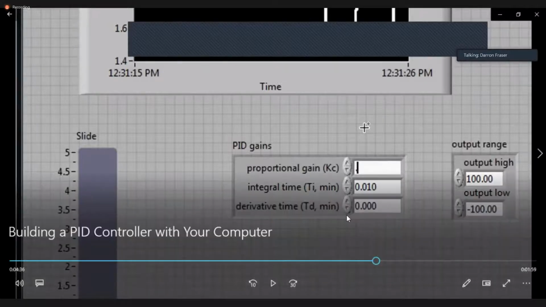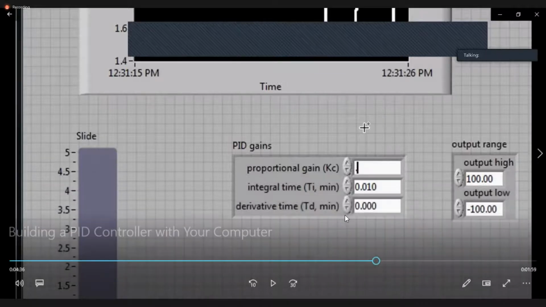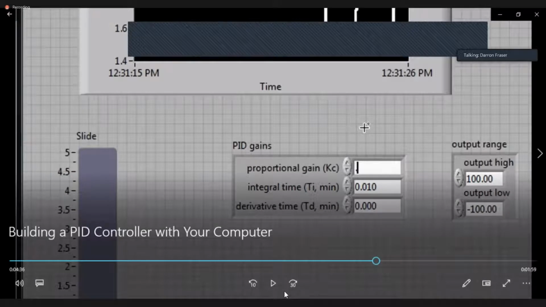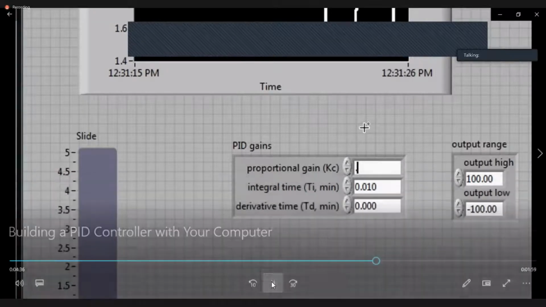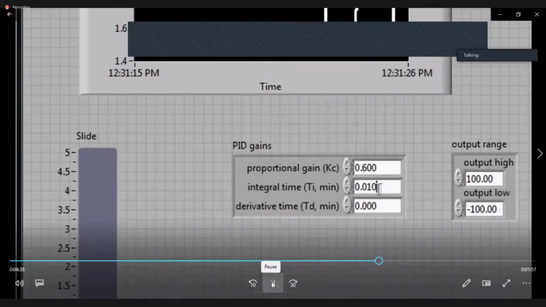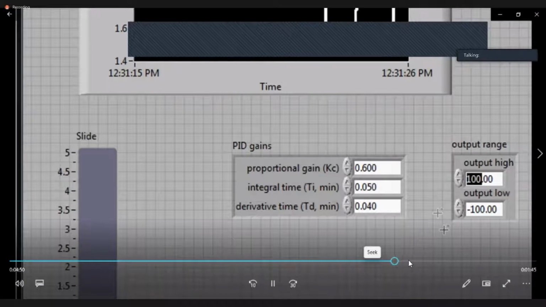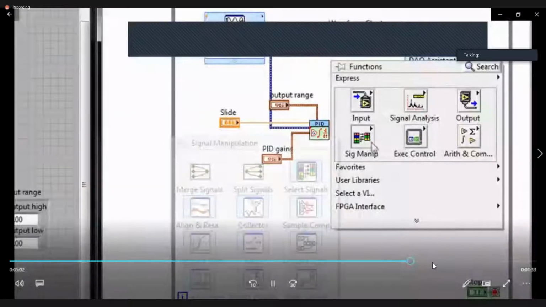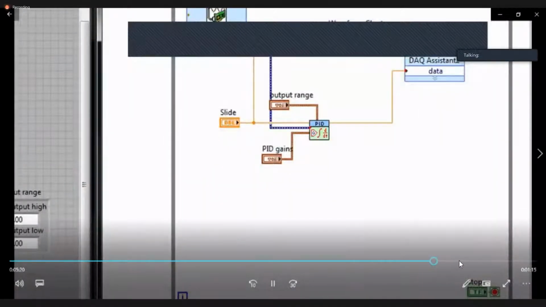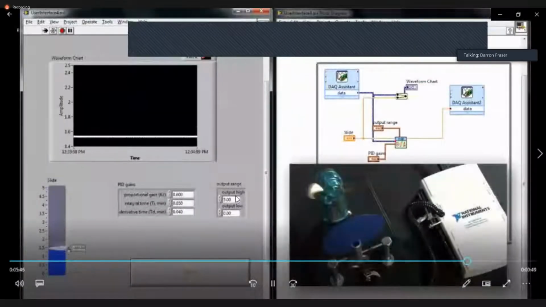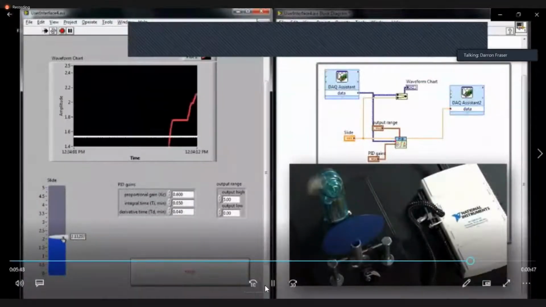Now, the plant that he is operating, I've already seen a good response come from setting the proportional value to 0.6, the integral value to 0.05, and the derivative value to 0.04. For the output range, again, we're going to set that high output range, and I'm going to add a little easier to see. See as I ramp this up, I'm going to set this at about 2.3.